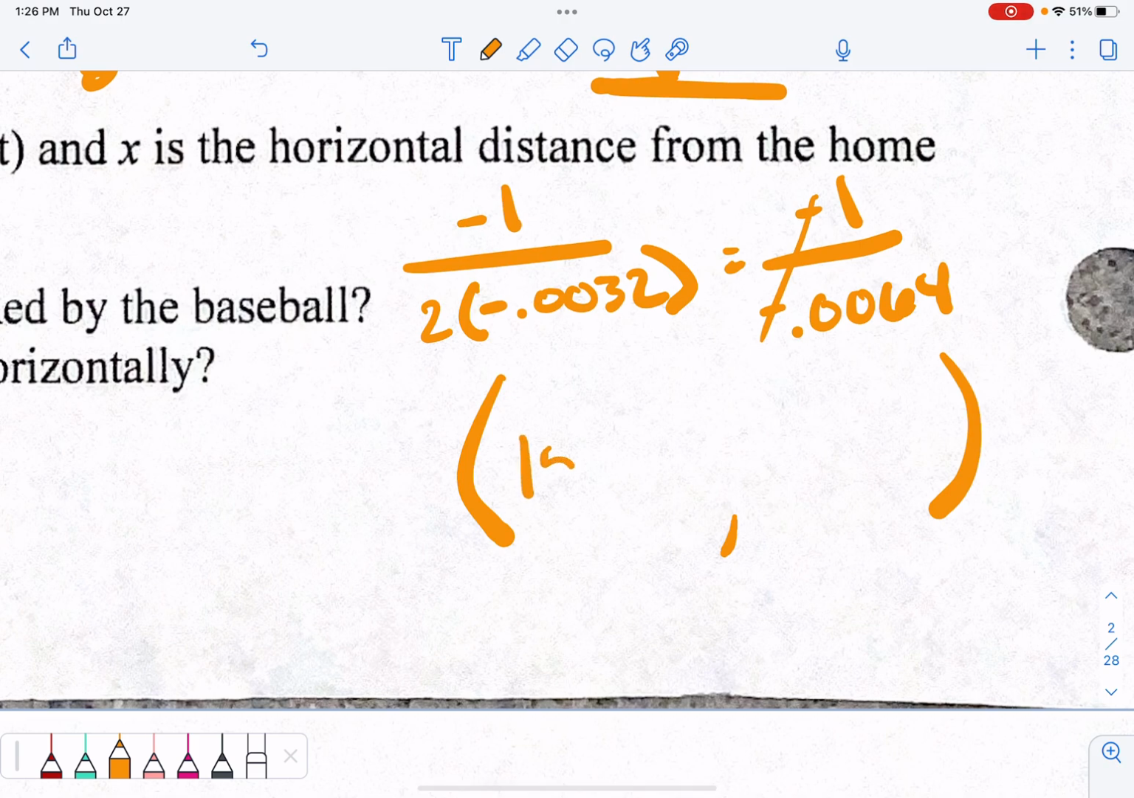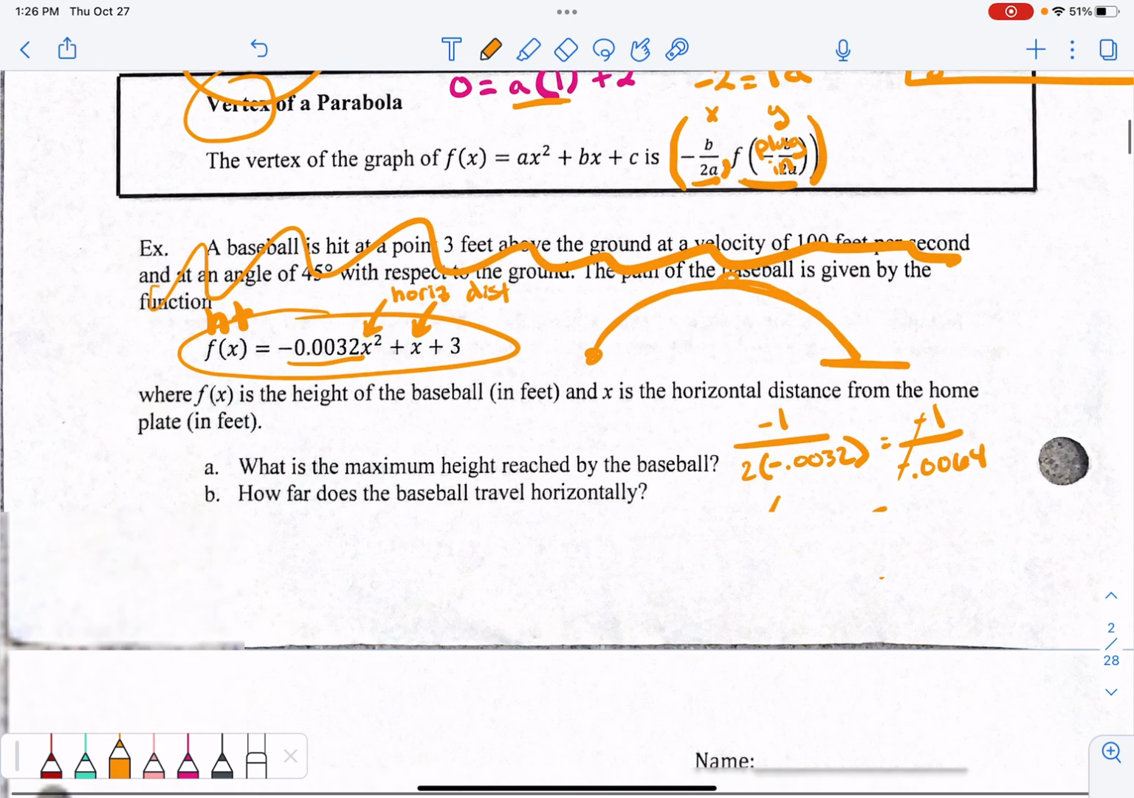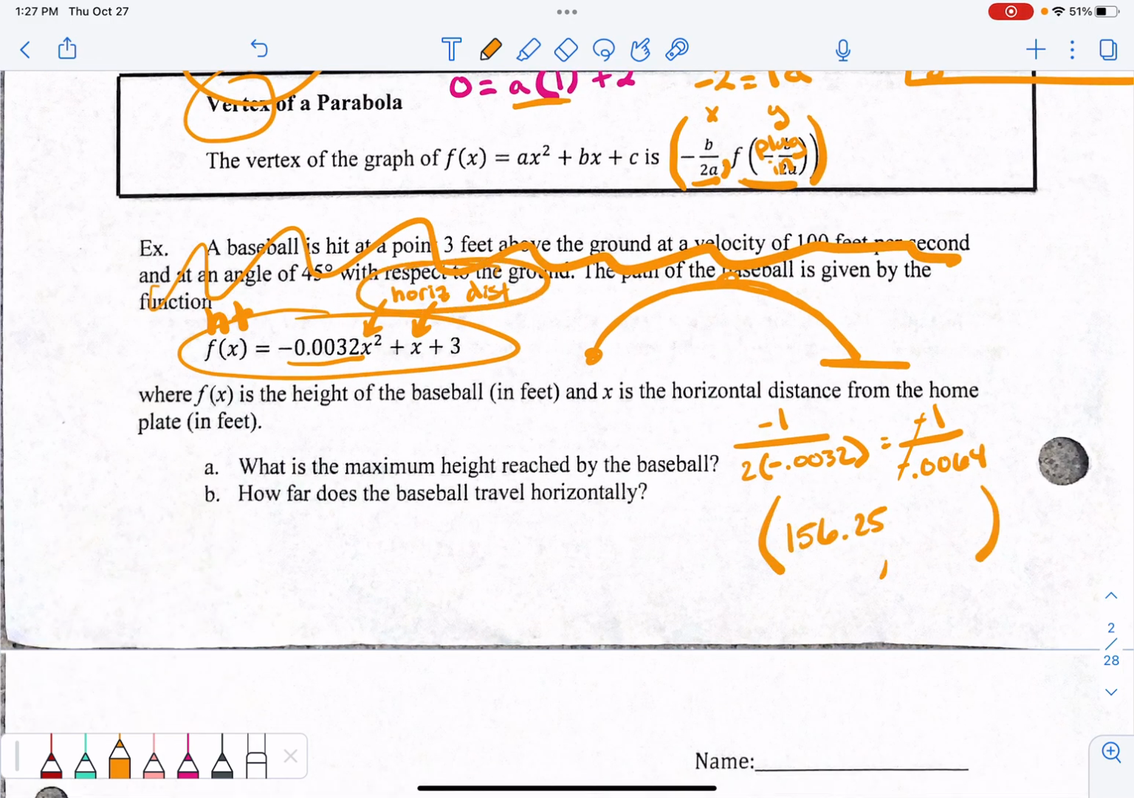So that is 156.25. But the x coordinate represents the horizontal distance. They are asking for the maximum height reached by the ball, which is asking for the y coordinate. So we plug that in.